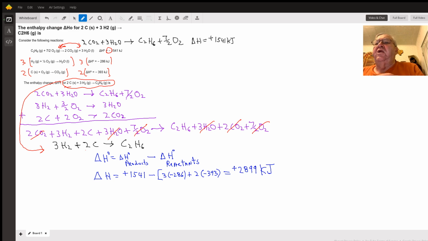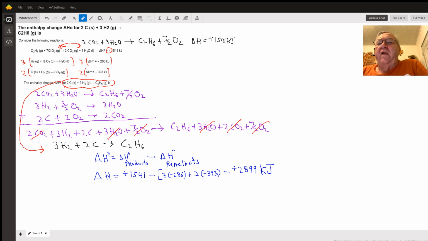I had to change that energy, and I have it written above here in black, from negative 1,541 to positive 1,541 kJoules. Then I looked and I said, hey, I'm going to have three hydrogens in this, three H2s. So I knew I had to multiply the second reaction by 3. And once I do that, of course, you have to multiply the change of enthalpy by 3.